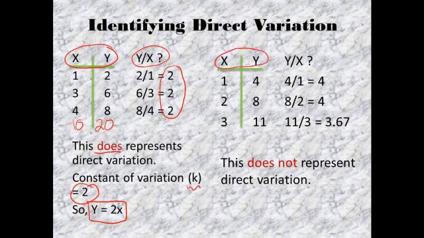If x is 1, y is 4. If x is 2, y is 8. And if x is 3, y is 11. If we look at that same relationship of y divided by x, we get a 4, and a 3.67. Because of the 3.67, this does not represent direct variation, because there is not a constant among every single ordered pair group.